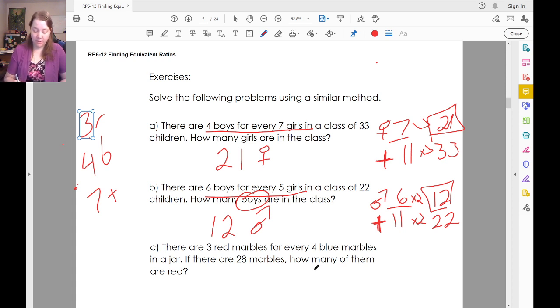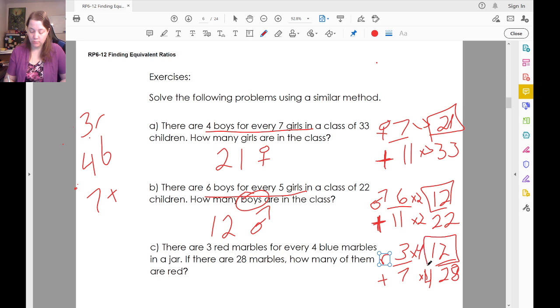So if I want to know how many are red, I know that there are red and total is what I'm comparing. 3 red for every 7 total. What happens when there's 28 total marbles? 7 times 4 is 28. 3 times 4 is 12. There will be 12 red marbles.